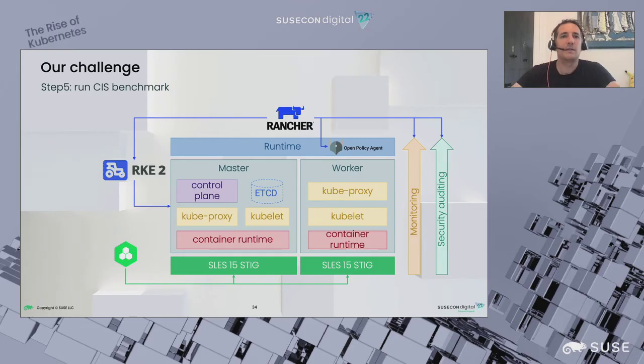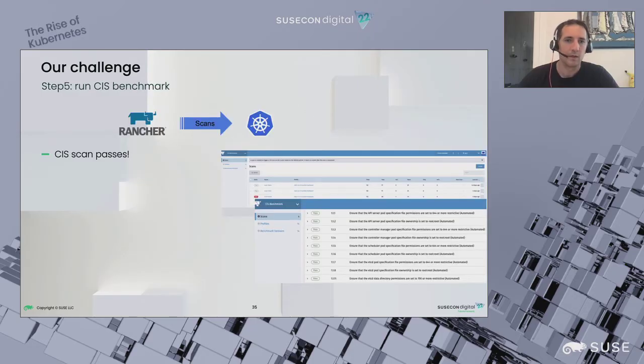So how to deploy the CIS benchmark? This is as easy as for OPA and as for the monitoring. As Christophe mentioned, Rancher really eases the life of the site reliability engineer. So you just have to connect to the Rancher GUI and go to the marketplace, select CIS benchmark, click on install, and a few minutes later you have security auditing enabled on your cluster.